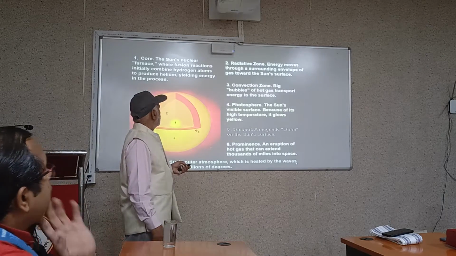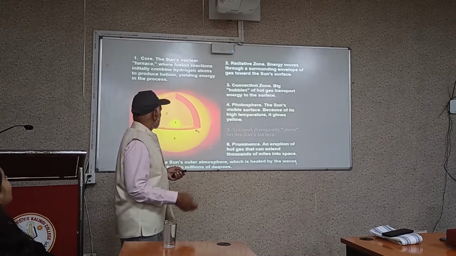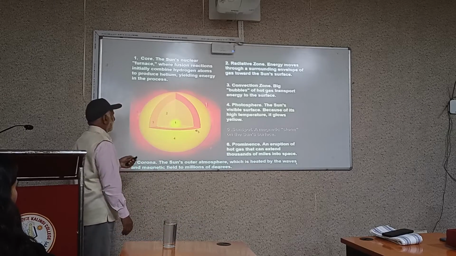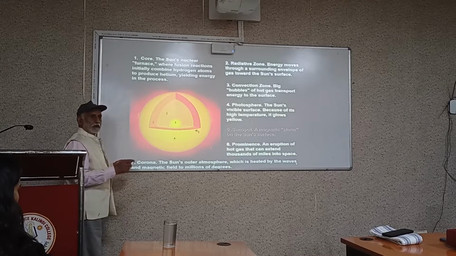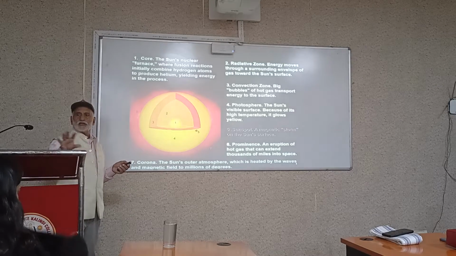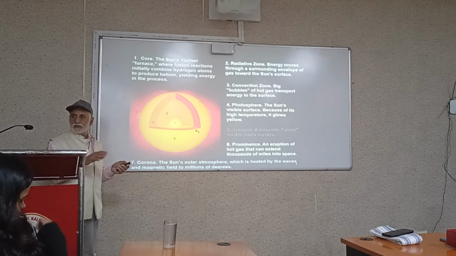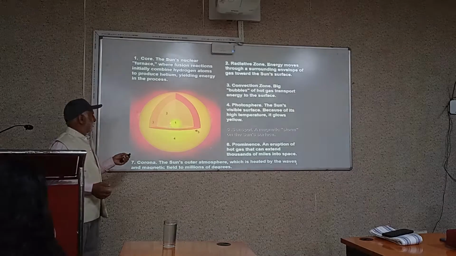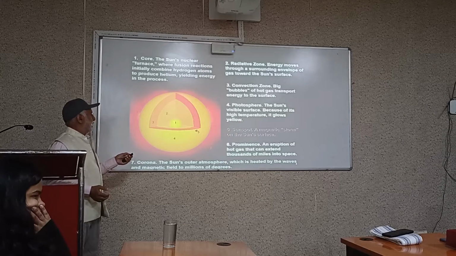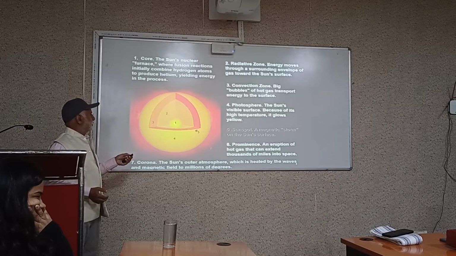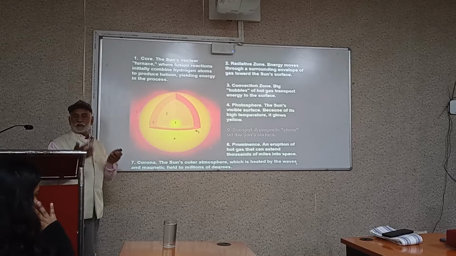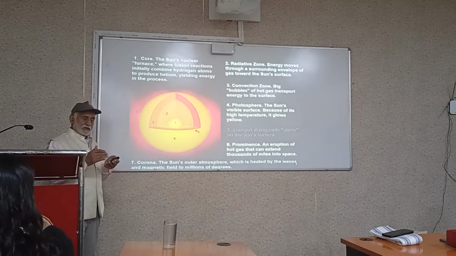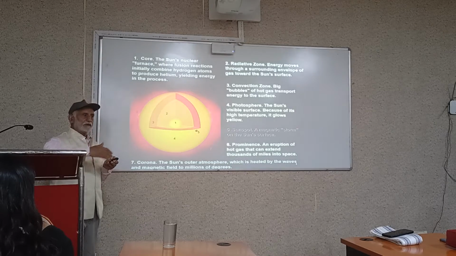Now let me talk about the structure of the sun briefly. This is our sun, and this is the region. One is the core of the sun, where the fusion reaction takes place, where the energy, because of the fusion, the main source of energy is this region. And then beyond this, outward, there is a region which is called radiating zone. In this, the density is so large that nothing can penetrate directly.